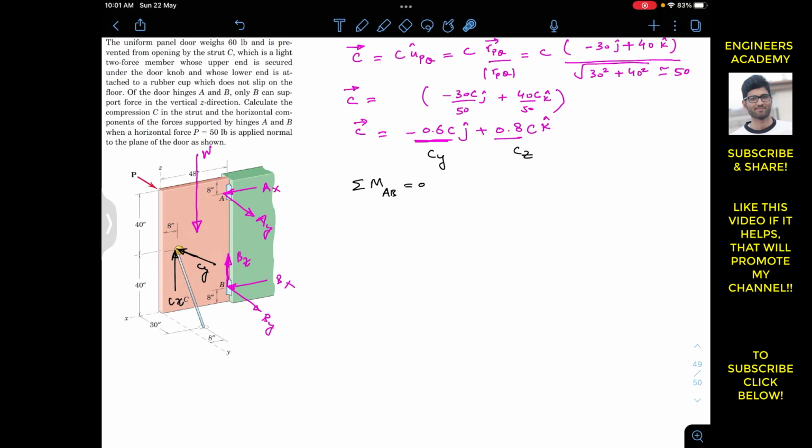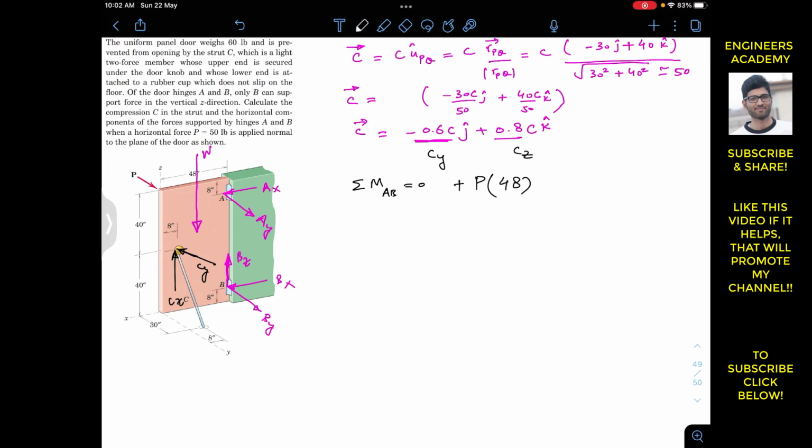Now if we look at this P force from the top, it produces a moment about the hinge axis in this direction. If we curl our right hand fingers in this direction, the thumb points upward. Let's say that the moment about AB in the upward direction is counterclockwise. So P is producing a counterclockwise moment about the hinge axis. I will write plus P, and the perpendicular distance of P from the hinge axis is 48, so this is P into 48.